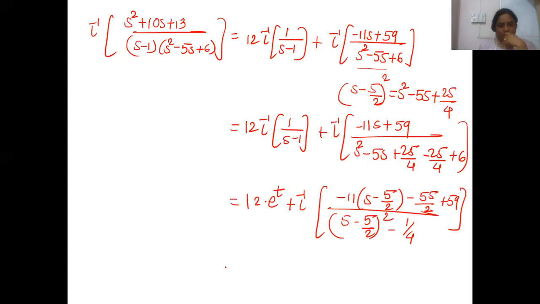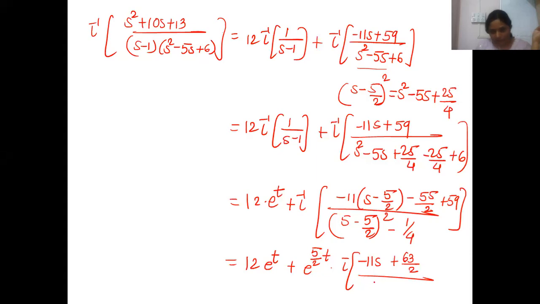Is there any doubt? No. Good. So it is 12 e raised to t plus, now wherever there is s, there is s minus 5 by 2, so it will come out as e raised to 5 by 2 t, into Laplace inverse. Here it is minus 11s. How much is this term? 63 upon 2, 63 by 2. Yes. 5 by 2 has come out, so it is s square minus 1 by 2 square. Right.